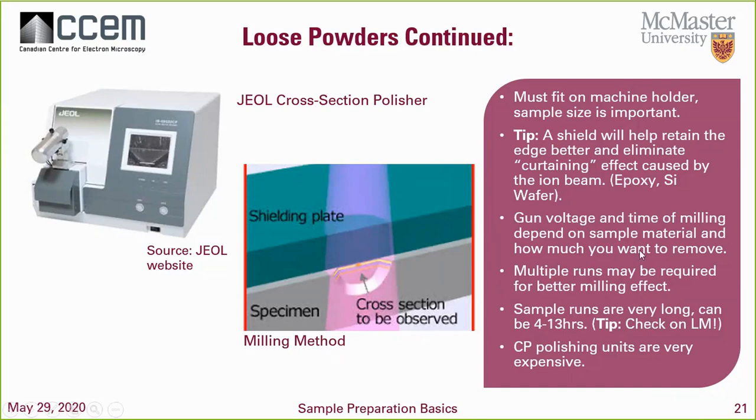Multiple runs may be required. Let's say after the first run, you see that your surface is too rough. Let's say you didn't add a shield, you might have to continue to just mill, but do it at a sort of lighter dosage. So maybe instead of doing 4 kV, go down to 2 kV and minimize your time by half. And then if you have to add a third run, then minimize your time again by half.